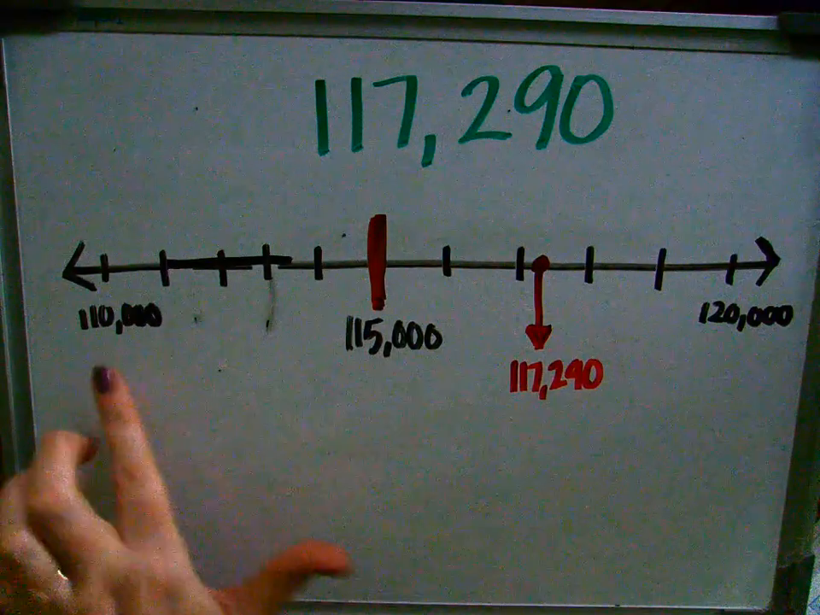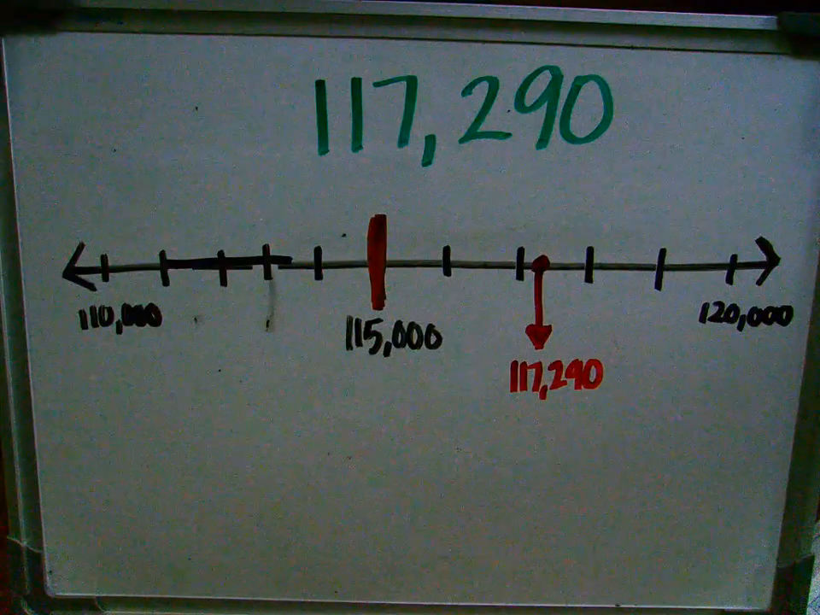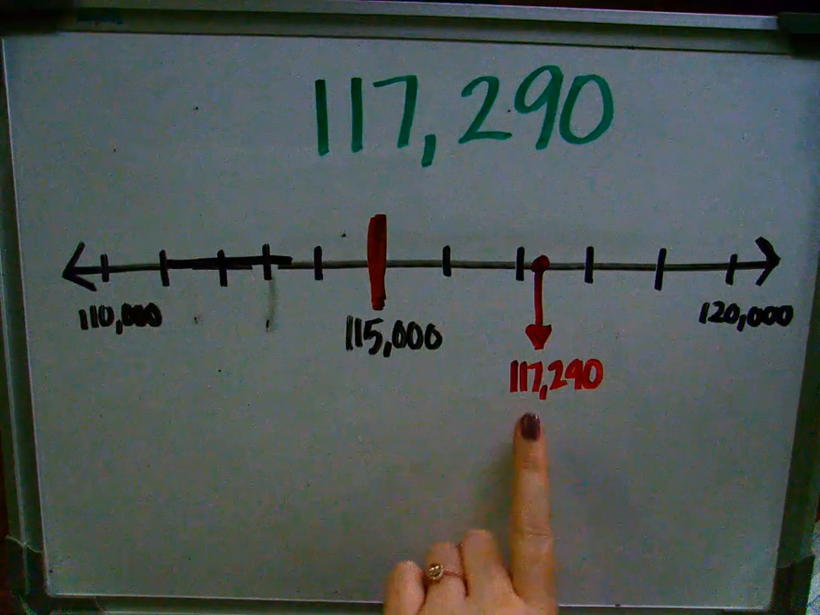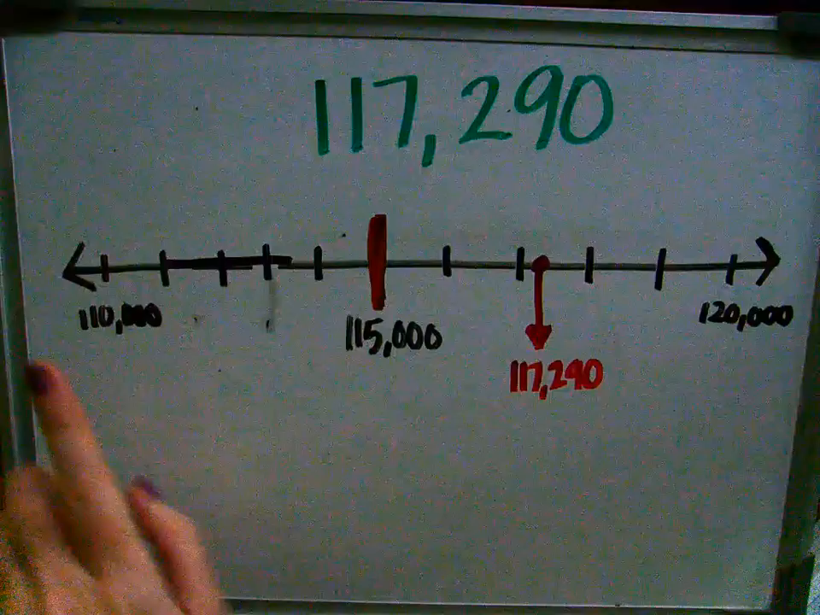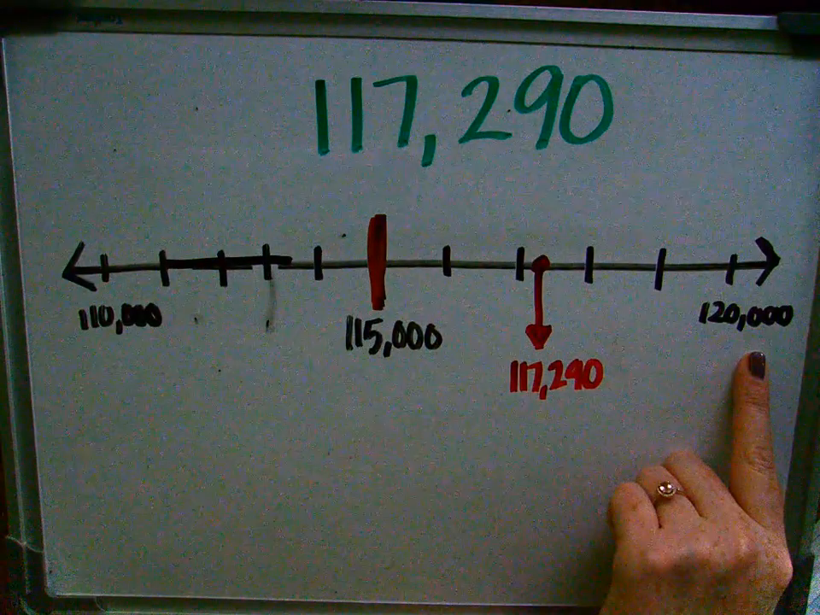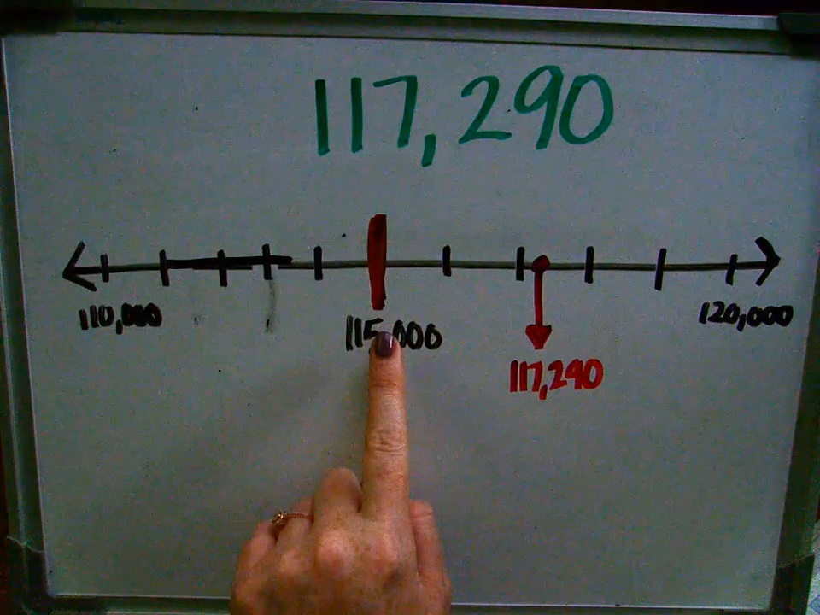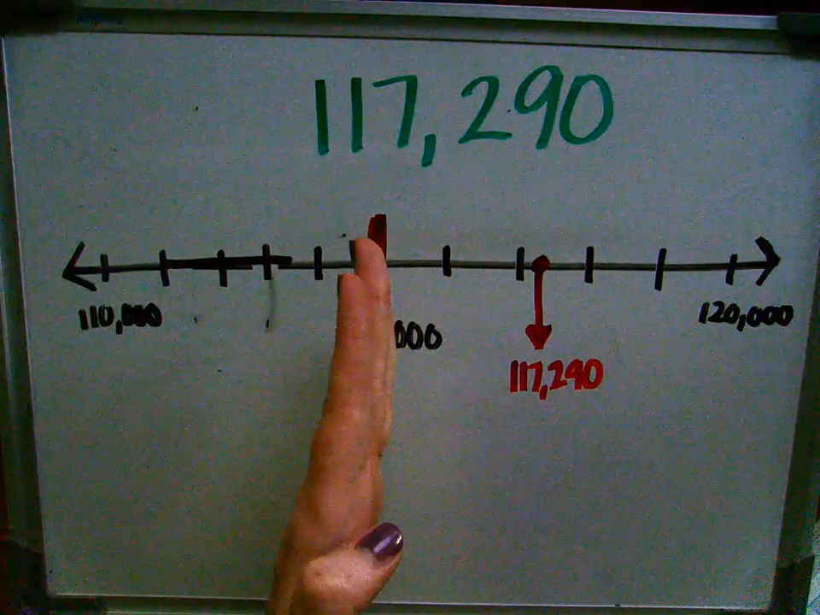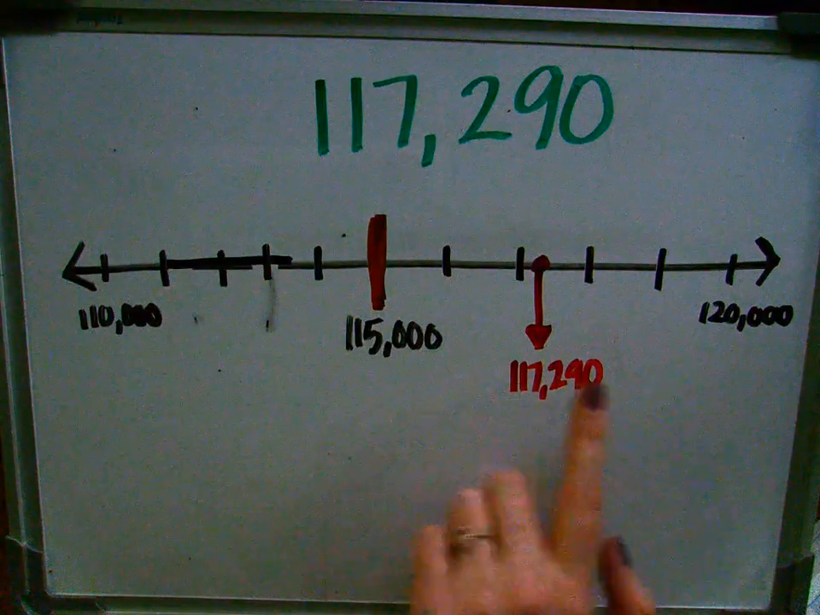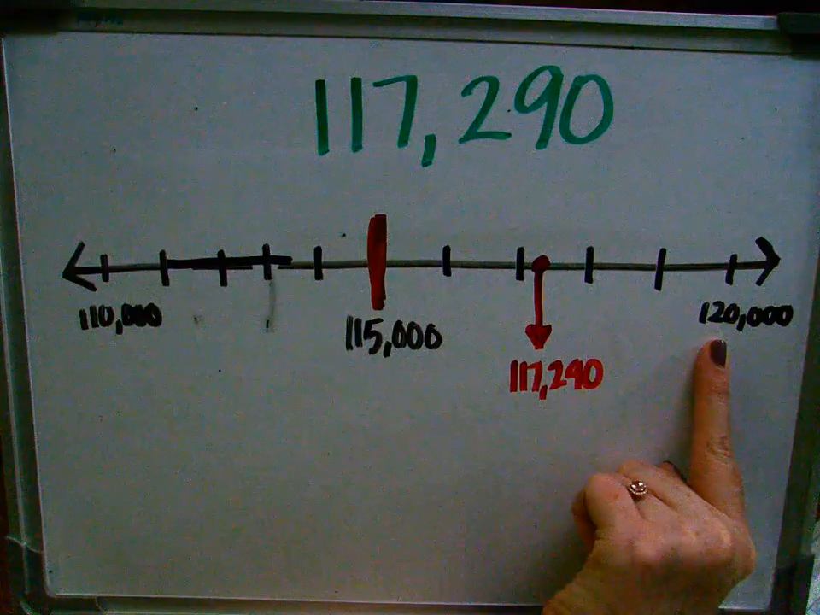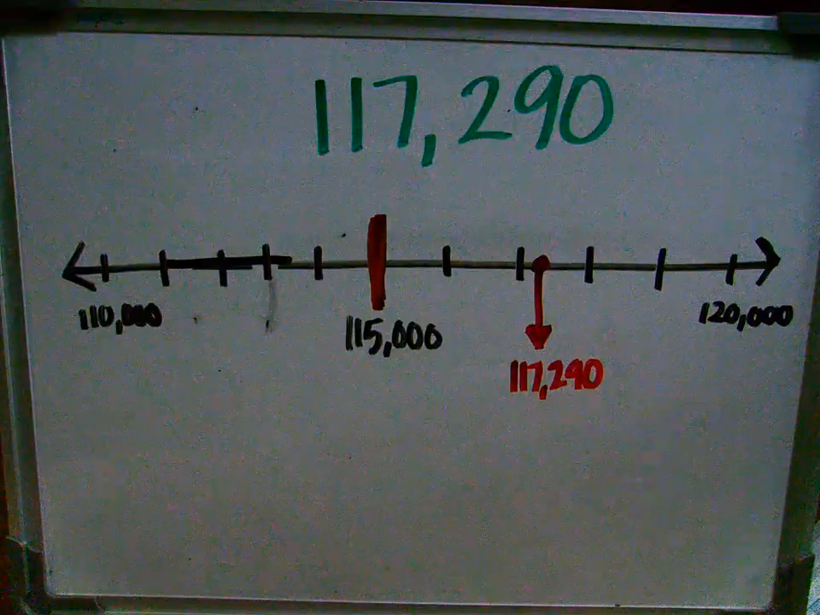All right, now I'm looking at my board again. This is the halfway point, and these are the two numbers that this number falls between. Now, just looking at it with your eyes, which number is 117,290 closer to? Is it closer to 110,000 or 120,000? It's closer to 120,000. You can see because it has passed the halfway point. If it was right on the halfway point, it would be right halfway, and it wouldn't be closer to either. But it's past our halfway point, so we would say that it's closer to 120,000. However, we can check this by writing our number and rounding it in the more traditional way.